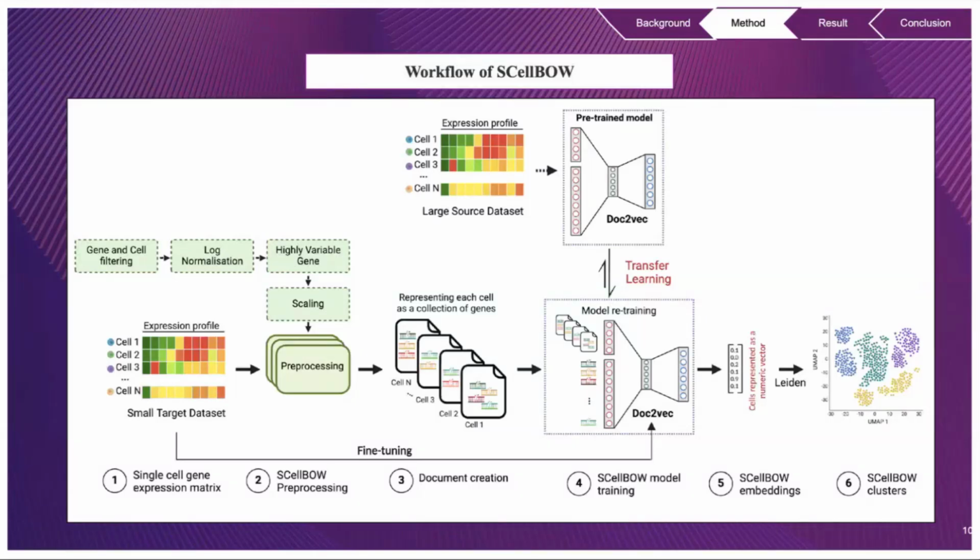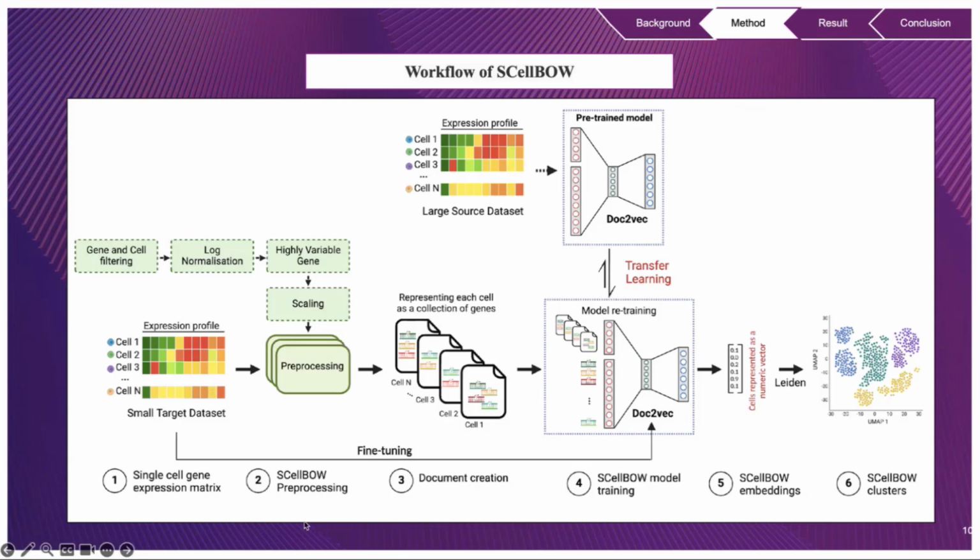So this is the overall workflow of SCellBOW. I will go into a bit of detail here. At first, I'm taking single cell data. I have two types of data: one is the large source data for my pre-trained model, and then a smaller target data, which is my data set of interest, and I want to characterize it.